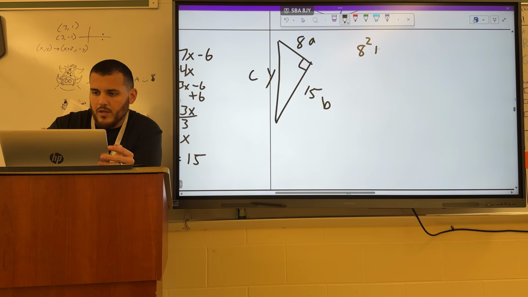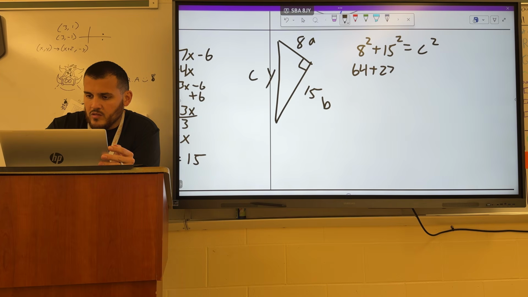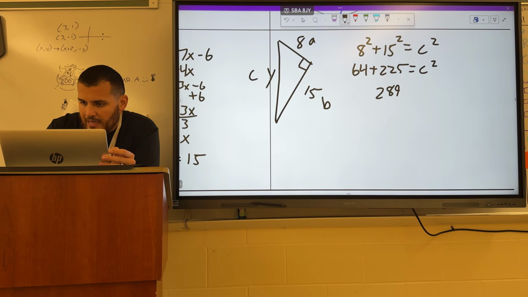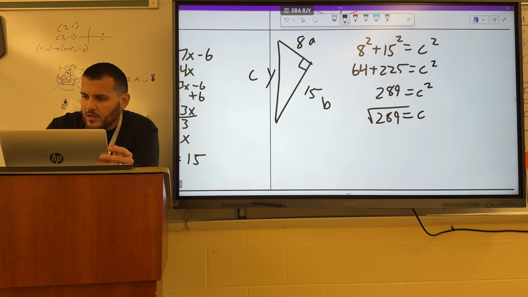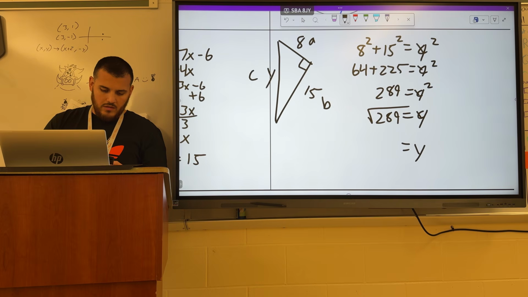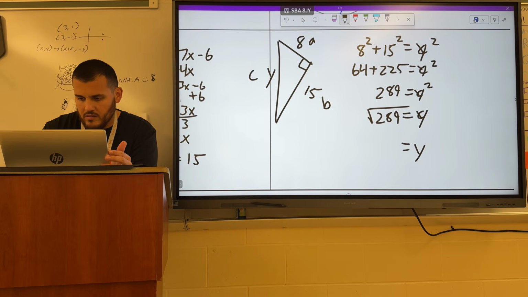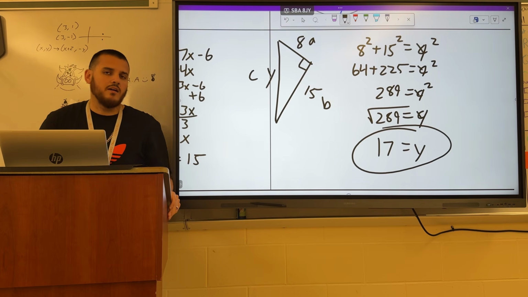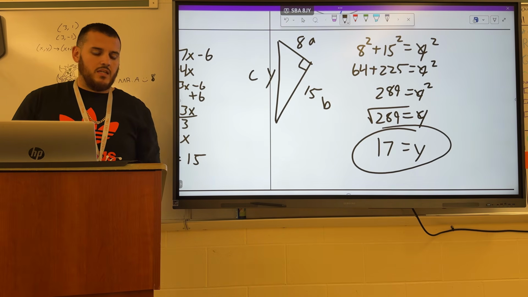a squared plus b squared equals c squared. 8 squared is 64, 15 squared is 225. 64 plus 225 is 289. If c squared is 289, then c is equal to the square root of 289. By the way, you could put y's for all these too, it would be the same thing, right? And the square root of 289, I believe, is 17. I don't remember off the top of my head, but it sure is 17. So the radius of this circle is 17 units long.